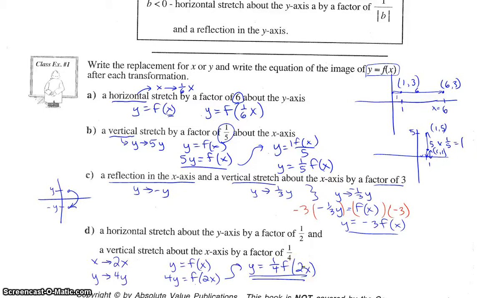Did you guys get y equals 1/4 f of 2x? Replace x with 2x because the stretch factor is 1/2. Flip that to get the 2 in front of the x. Y is replaced with 4y because the stretch factor is 1/4. Then replace them in the equation, isolate y, and we should get that as a final answer. Let's look at the next example.